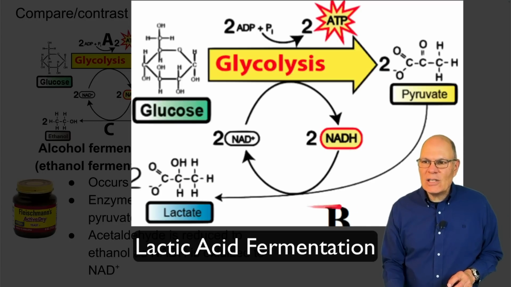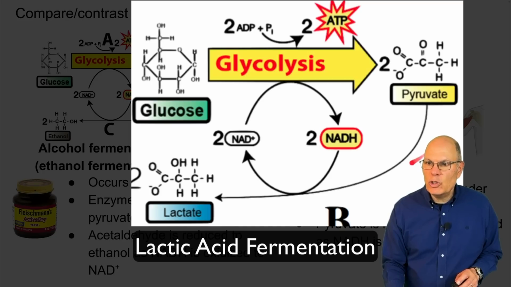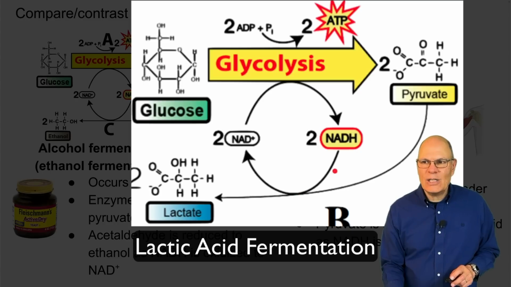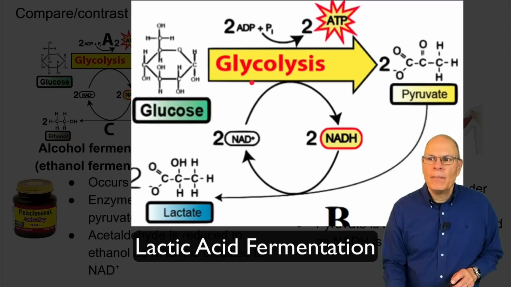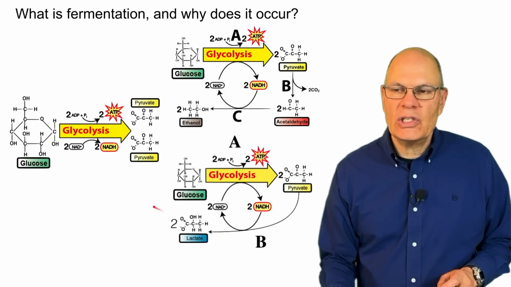Now, lactic acid fermentation occurs in muscle tissue under anaerobic conditions. It's a little bit simpler than alcohol fermentation. What happens is that pyruvate is reduced to lactic acid, and again, as that reduction occurs, something has to be oxidized, and NADH is oxidized to NAD+. That allows glycolysis to continue.